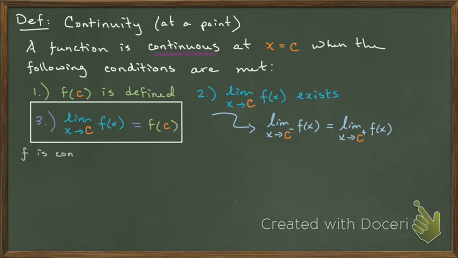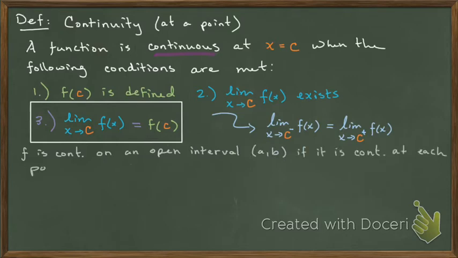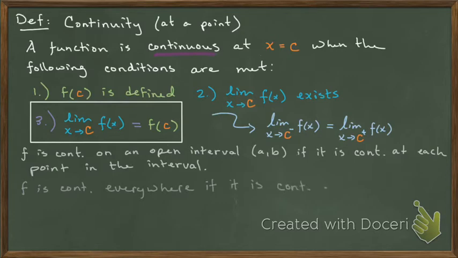We say that f is continuous on an open interval, a to b, if the function is continuous at each point in that interval. So I could test every little point in the interval, and I could then say, hey, the function's continuous on that open interval. I can say that a function is continuous everywhere if it's continuous at every point on the real line, and the real number line is from minus infinity to infinity. These two situations are where we hope to be.